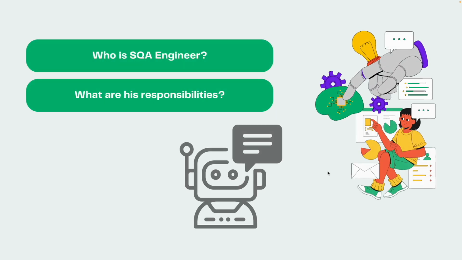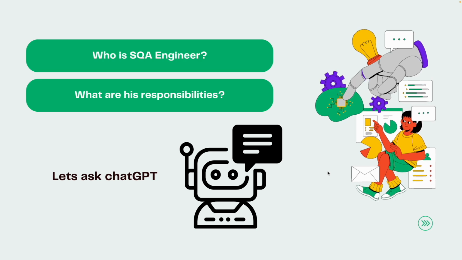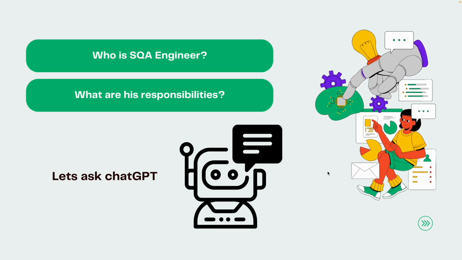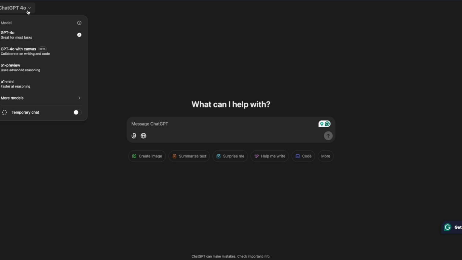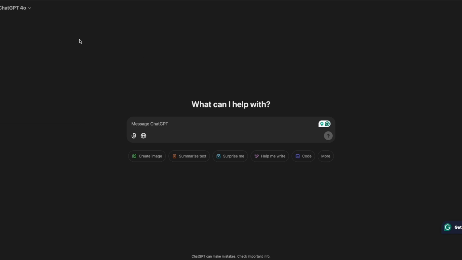So let's communicate with ChatGPT and ask it simple questions. Who is a QA engineer and what are their responsibilities? So now we're located in the ChatGPT user interface, and we will be using ChatGPT for all versions. There is also ChatGPT with Canvas, which we will be using later, and there is also a free version and a subscription to ChatGPT. So let's start with the question we said before: who is a QA engineer and what are their responsibilities.